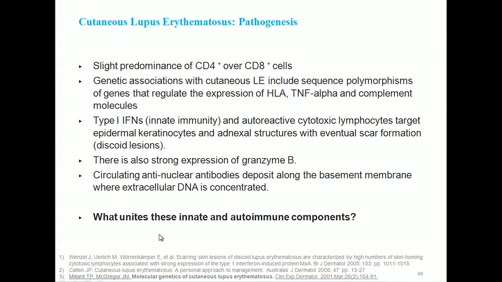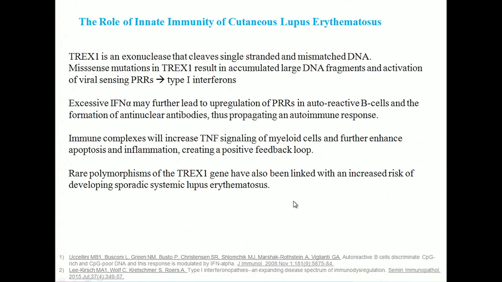So what event unites the innate and autoimmune components in cutaneous lupus? It's interesting, recent work has shown that TREX1 is an exonuclease that cleaves single-stranded and mismatched DNA. Missense mutations in TREX1 result in accumulated large fragments of DNA, and these large fragments are mistaken by toll-like receptors and our own innate immune response as being viral DNA. So what happens is that binding these large fragments of DNA will activate toll-like receptors and then the secretion of large concentrations of type 1 interferons, namely interferon alpha.